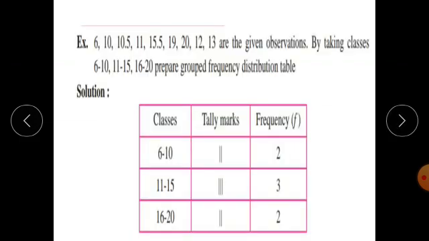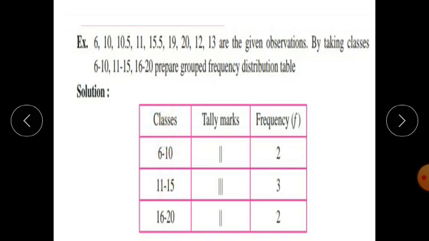Our next method is exclusive method or continuous classes. Now again I will explain this method with an example. See, again one example is given. 6, 10, 10.5, 11, 15.5, 19, 20, 12, 13 are the given observations. By taking classes 6 to 10, 11 to 15, 16 to 20, prepare a group frequency distribution table.